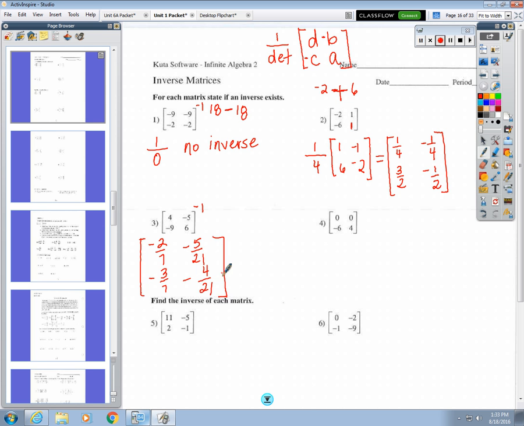Number 4, have y'all done it yet? No. Why is it no inverse? Right, because when you do the determinant, you get a 0 because it ends up being 0 minus 0.